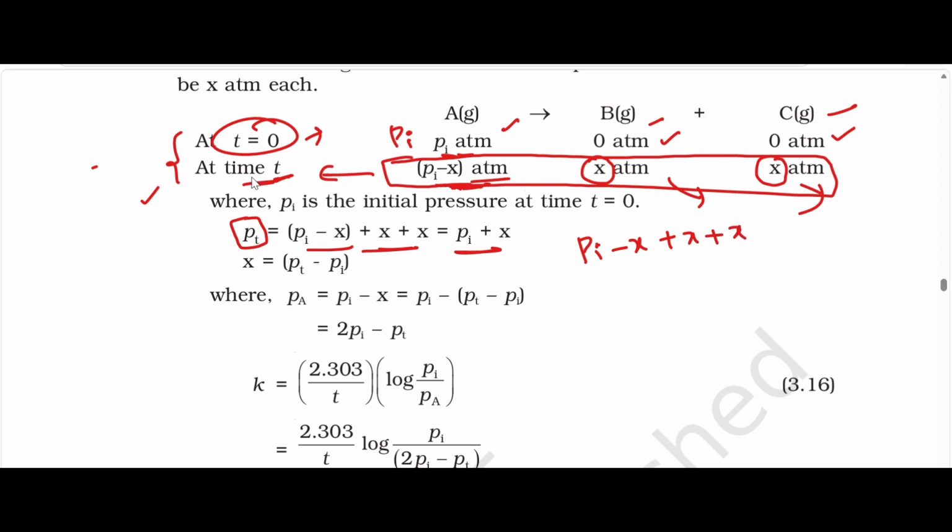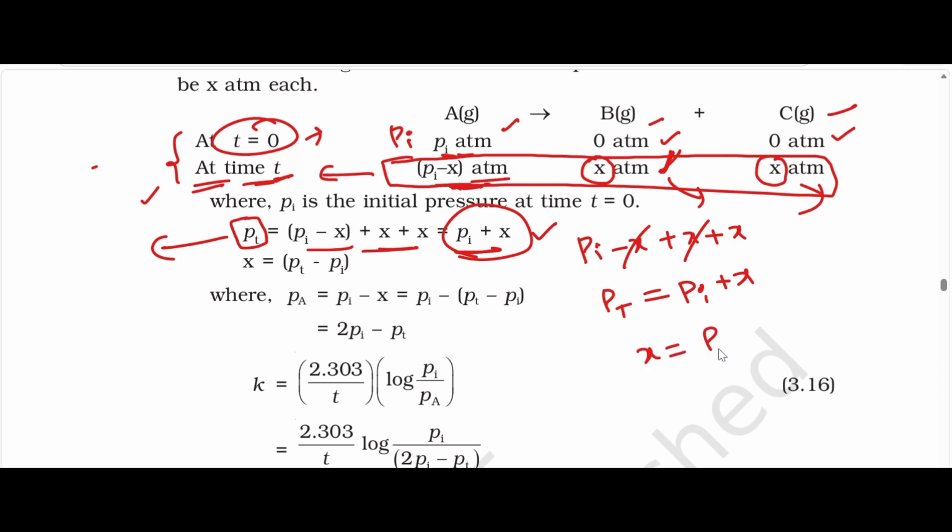This would be the total pressure after some time, right? So plus X minus X gets cancelled, and we have Pi plus X. Clear? So the total pressure Pt equals Pi plus X after some time. From this I would like to calculate the product pressure. That means, what would be the X value?